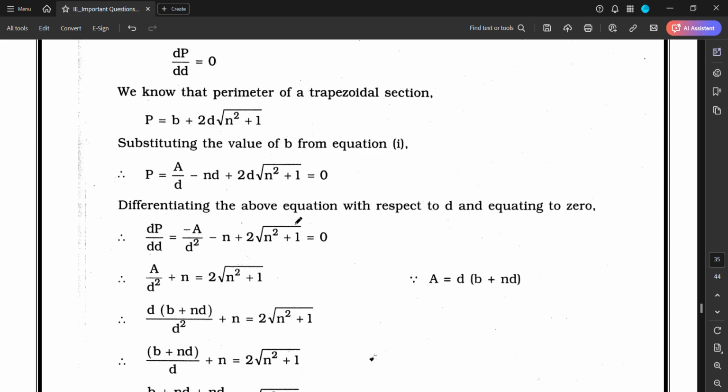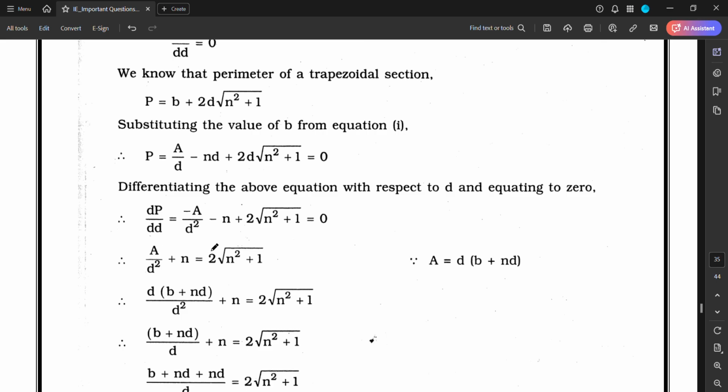Differentiating the above equation with respect to D and equating to 0, we get dP by dD is equal to minus A by D square minus n plus 2 under root n square plus 1 is equal to 0. So A by D square plus n is equal to 2 under root n square plus 1. We know A is equal to D into (B plus nD). So we put the value: (B plus nD) by D plus n is equal to 2 under root n square plus 1.